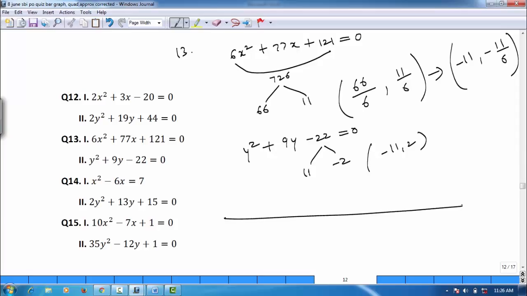Now representing the values of x and y on number line, we get the two values of x will lie here, minus 11, and minus 11 by 6 will lie somewhere here, and the value of y, one will lie here, that is 2, and another will lie here, that is minus 11. So here we can clearly see that no relationship can be established between x and y. So the correct option will be E.